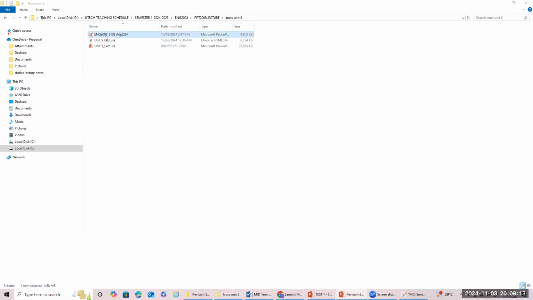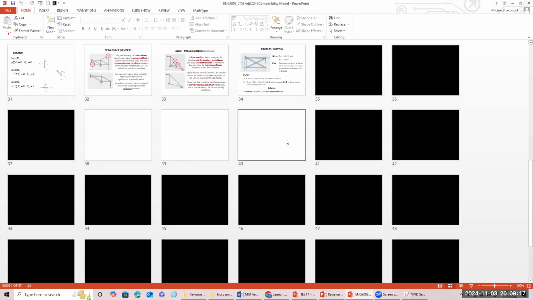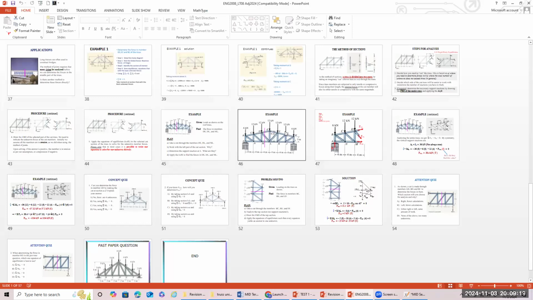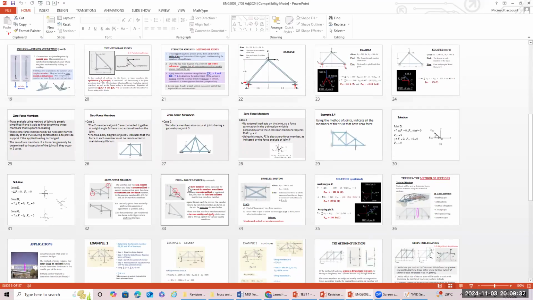So I gave you a lower, and you have both slides, right? So I'm just gonna look at a section of a slide that's probably one problem. We did both method of section and method of joint. Briefly, I'm not gonna go through all of this. Let me just try and find one of the problems.